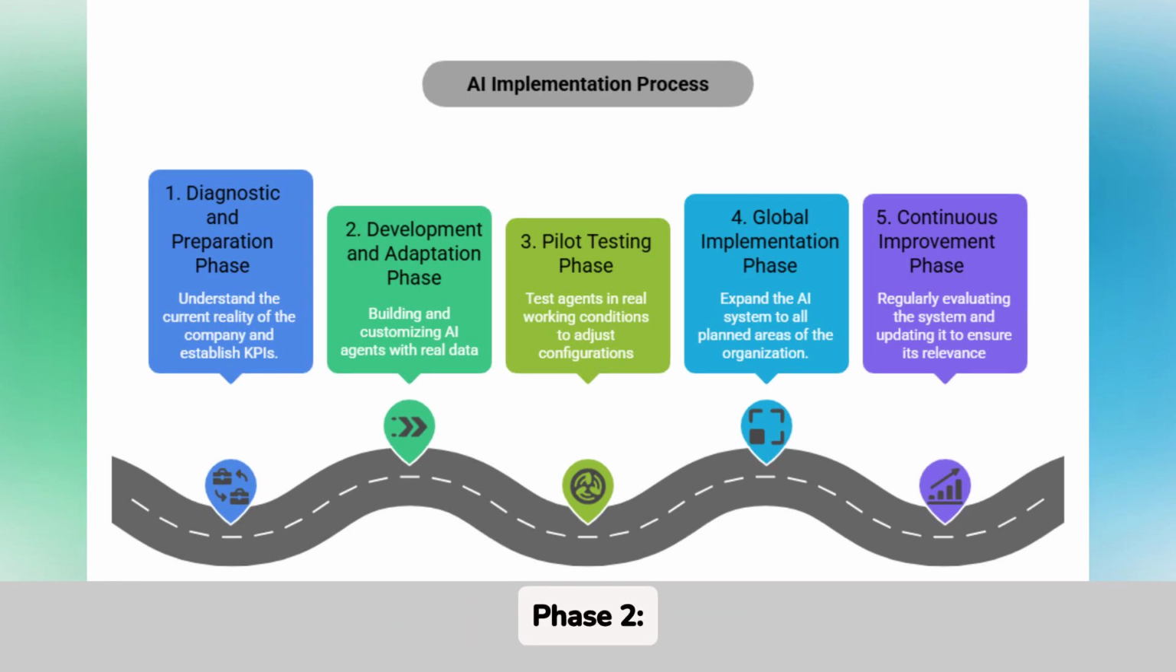Phase 2. Agent development and adaptation. This is where we move from theory to action. We start building or customizing the agents, but not from scratch, but taking advantage of a previously trained base. For example, the historical analysis agent is trained with your actual proposals and data from previous projects. The financial agent is configured with your accounting structures, margins, profitability thresholds, or the agents are directly connected to systems you already use such as CRM, ERP, or internal databases.